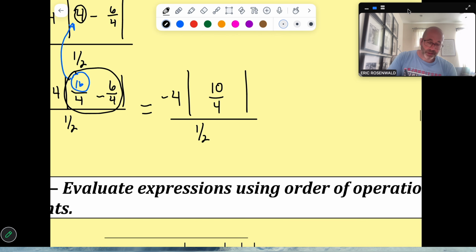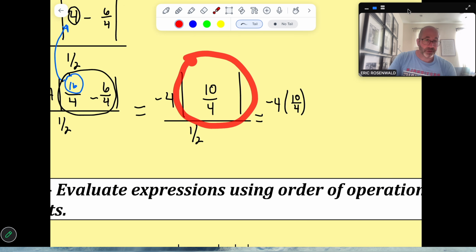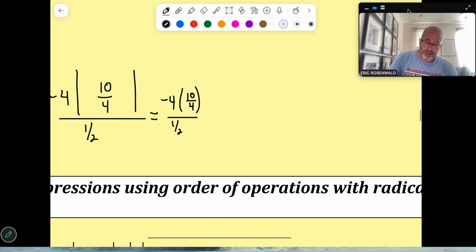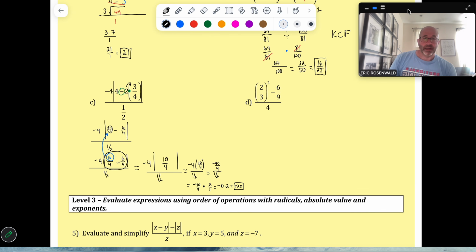All right, let's keep going. The next part is, how far is 10 over 4 from 0? Well, it's actually positive 10 over 4. Remember, that number, whatever it is, is going to yield a positive value. So it's just positive 10 over 4 divided by 1/2. So that's going to give us, when we do this, negative 4 times 10 is negative 40 over 4 divided by 1/2. We'll do keep, change, flip. And we have negative 10 times 2, which is going to equal negative 20. There you go.